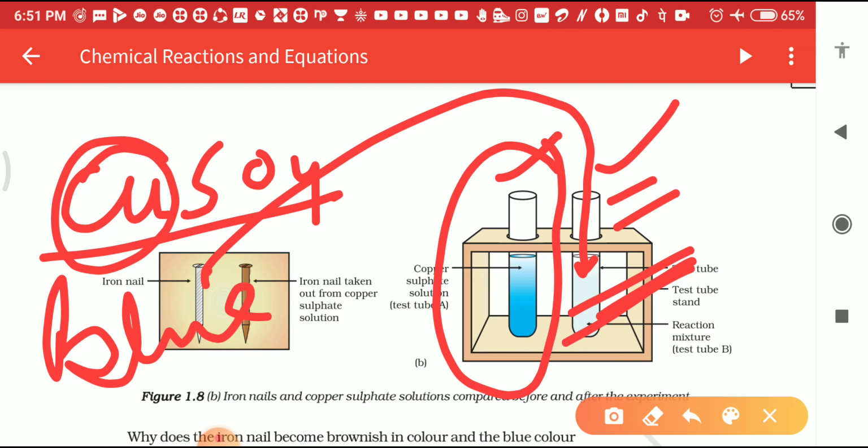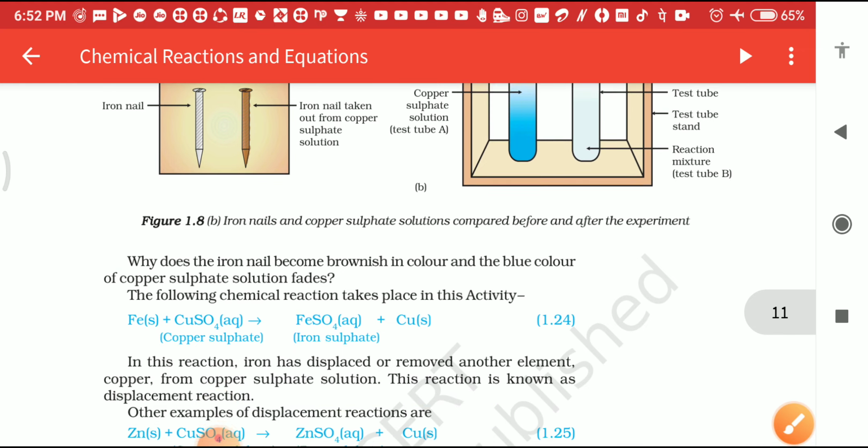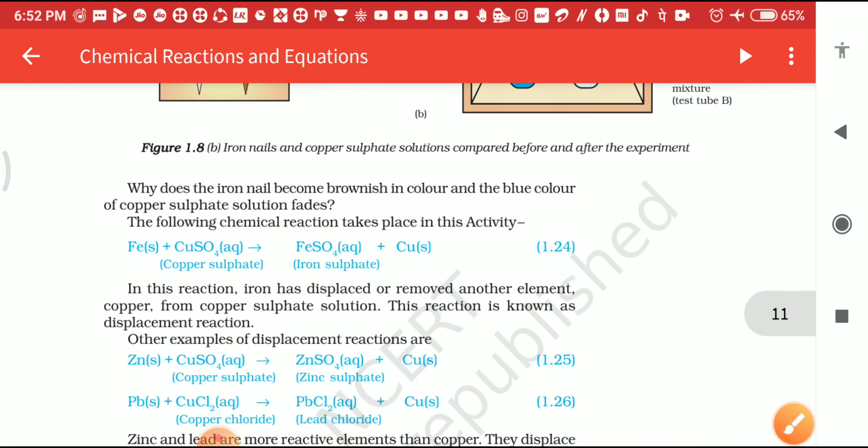Students, what does this indicate? Here again it indicates that the most powerful element can displace the least reactive metal. Now see here, with the help of this reaction you can better understand. The iron nails become brownish in color and the blue color of the copper sulfate solution fades. The following chemical reaction takes place in this reaction.